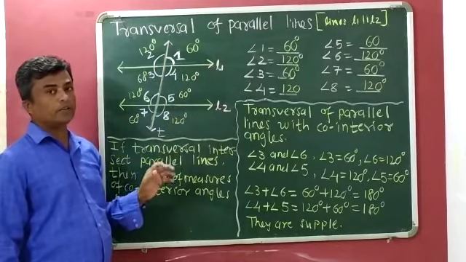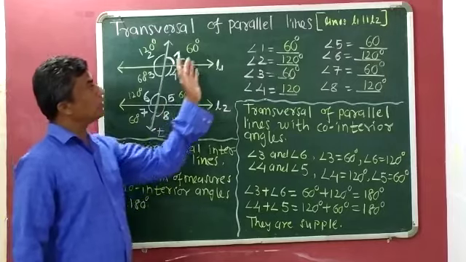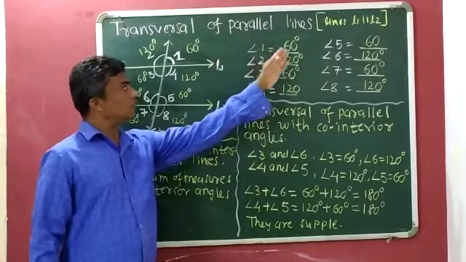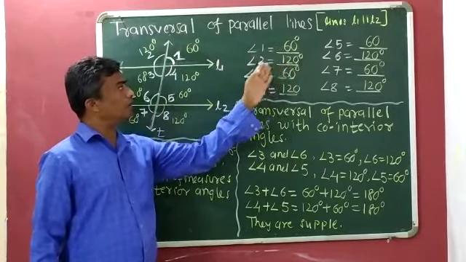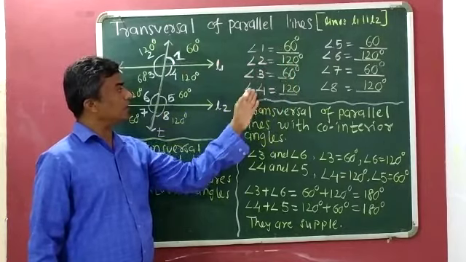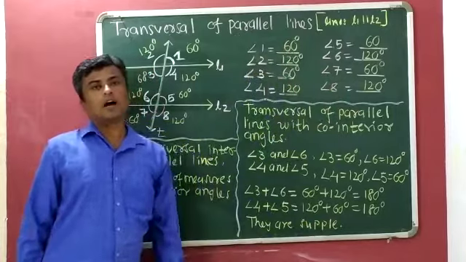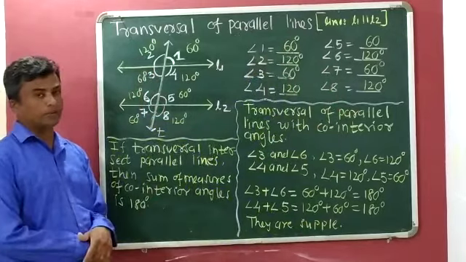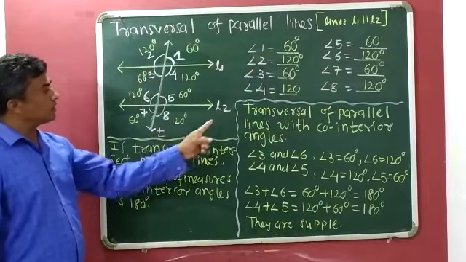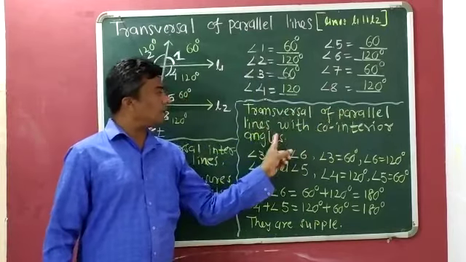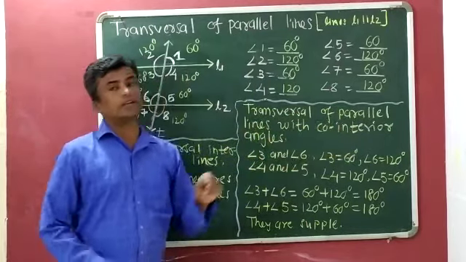With the help of the protractor I measured all the angles. Angle 1 is 60 degrees, angle 2 is 120 degrees, angle 3 is 60 degrees, angle 4 is 120 degrees. In this way, I measured all angles with the help of the protractor. Now, we will discuss transversal of parallel lines with co-interior angles.